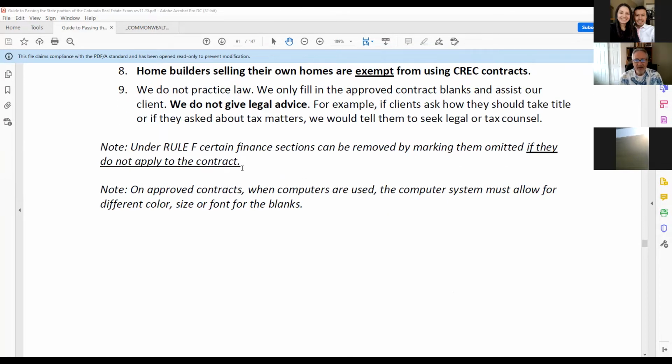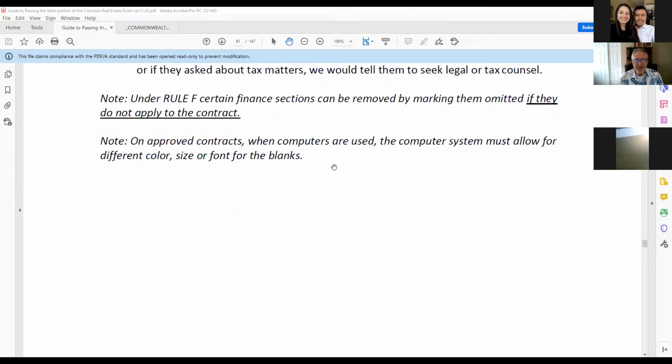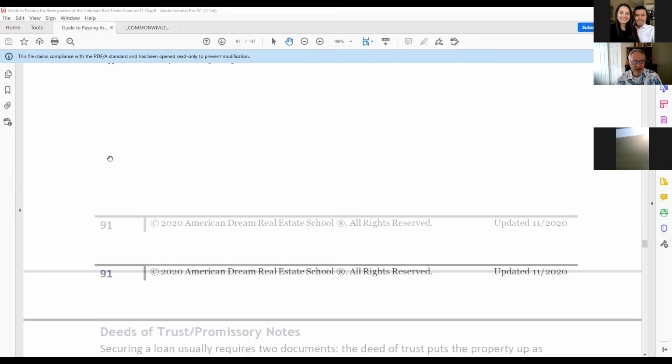Okay. Rule F: certain finance sections can be removed by marking them omitted if they do not apply to the contract. Again, on approved contracts, when computers are used, the computer system must allow for different color, size, or fonts for the blanks. And there is a startup company up in Denver called CTM. You might want to get your contracts from them.